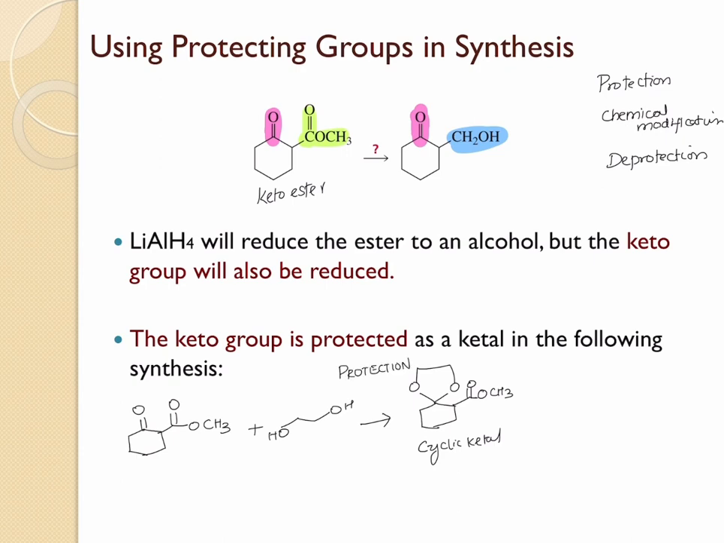Once you are protected, you're going to do the chemical modification on the other functional group. We are going to use lithium aluminum hydride here in this case because it has the ability to reduce this ester functional group into the alcohol. And in the next case, you're going to react it with dilute acid. With the use of this dilute acid, hydrolysis is going to take place where this acetal group is going to get converted into the original carbonyl group.